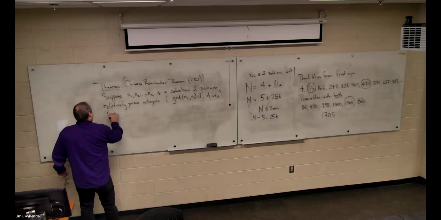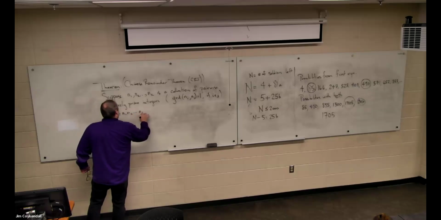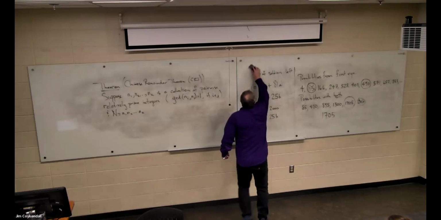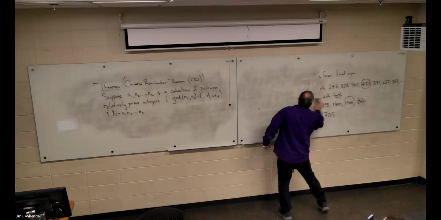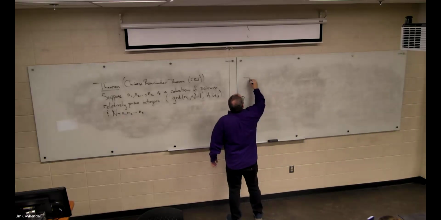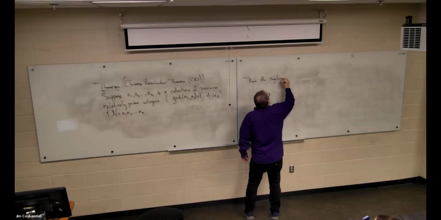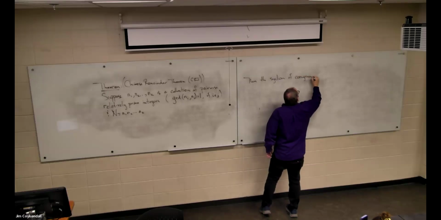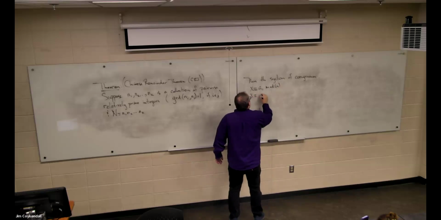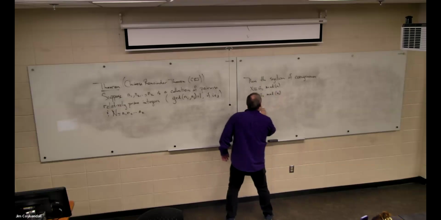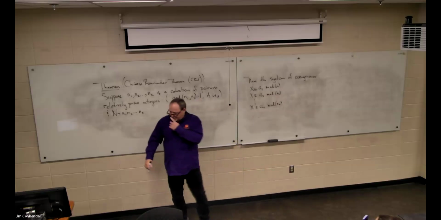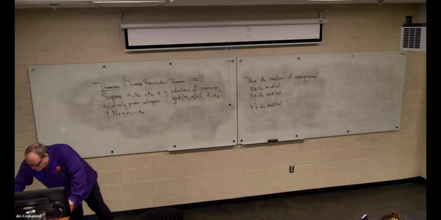And N is equal to the product of these. Then the system of congruences X is equivalent to A1 mod N1, X is equivalent to A2 mod N2, all the way down to X is equivalent to AK mod NK, has a unique solution, which we will call Z, between 0 and n-1.